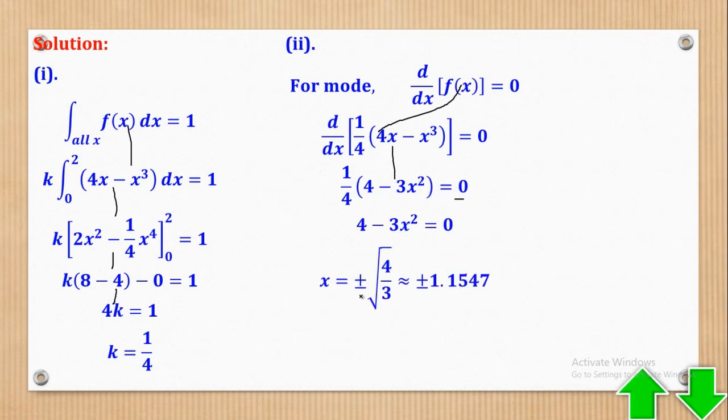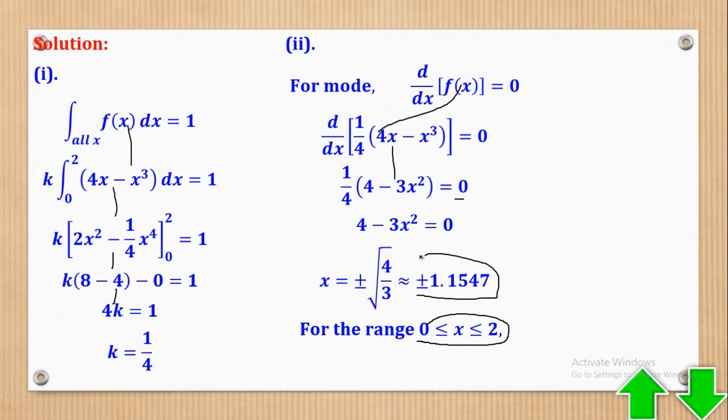Therefore x is equal to plus or minus the square root of 4 over 3, which gives you plus or minus 1.1547. Now those are two values, but one value has to be eliminated. How? By looking at the range of the function. So the function is valid for values of x ranging from 0 to 2, meaning that outside this range it is not valid. Therefore when you look at these two values of x, one has to be valid. So in this case the positive one is within this range, so it will become your mod.